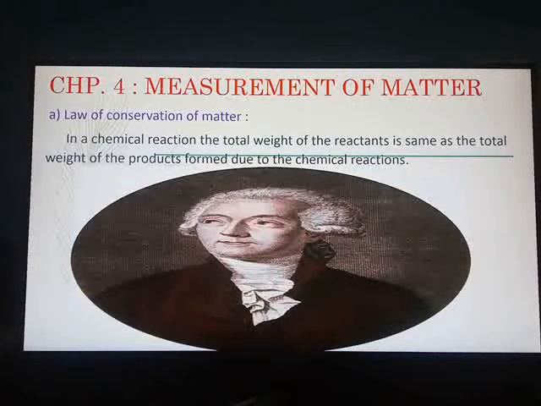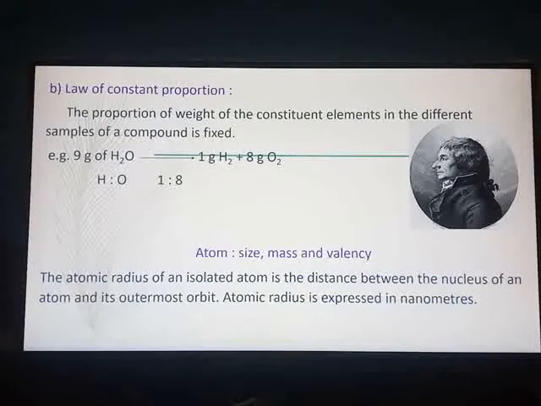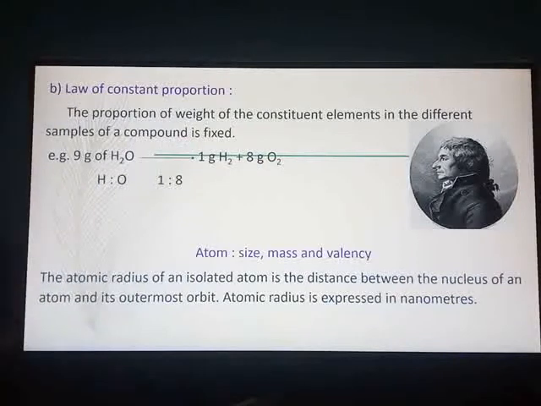So this is the first law, that is law of conservation of matter, followed by our next scientist known as Proust. He was a French scientist. He derived his law, that is law of constant proportion. What does this law state? He, as a French scientist, Proust, that is J.L. Proust, you can see his photo here, in the year 1794, stated this law, that is law of constant proportion. What does this law state? The proportion of weight of the constituent elements in the different samples of a compound is fixed.